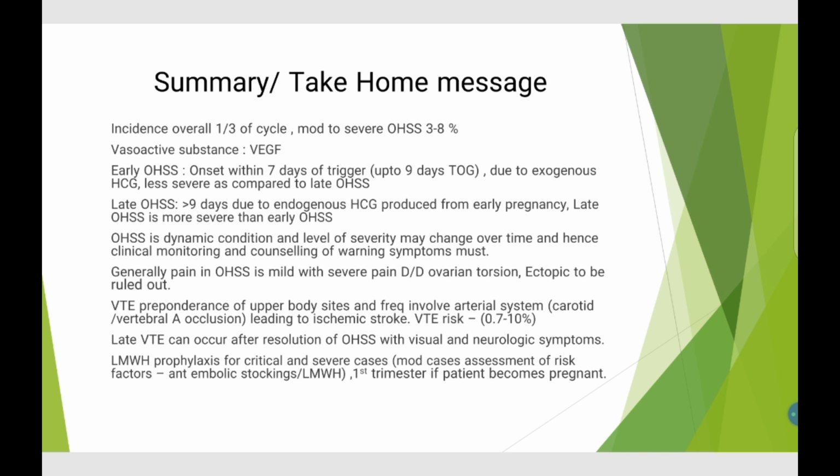Early OHSS onset is within 7 days of the trigger as per the RCOG GTG, and as per the talk up to 9 days, and it is due to the exogenous HCG, and it is less severe as compared to the late OHSS, while late onset OHSS is after 9 days due to the endogenous HCG which is produced from early pregnancy, and late OHSS is more severe than the early OHSS.